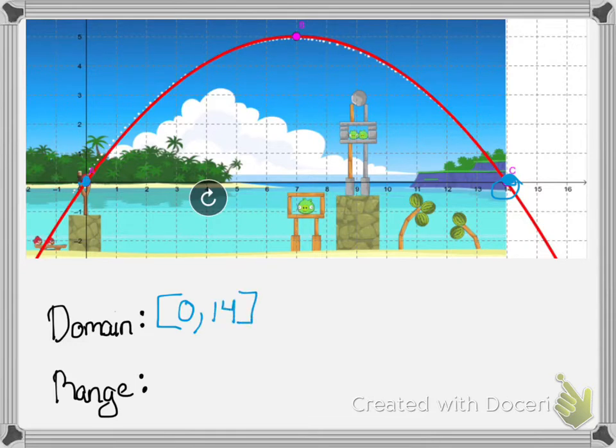Now, in case you want to write it in inequality notation, you'll say 0 less than or equal to x less than or equal to 14. So first one is interval notation. The second one is inequality notation.